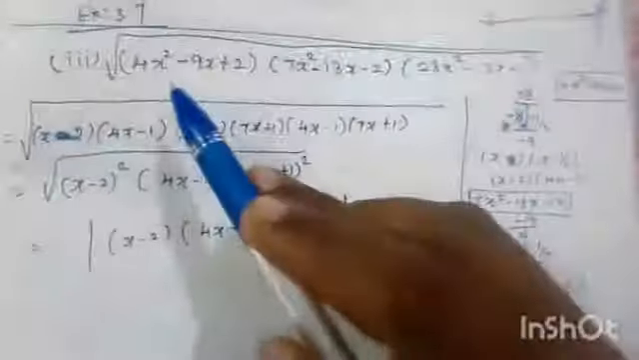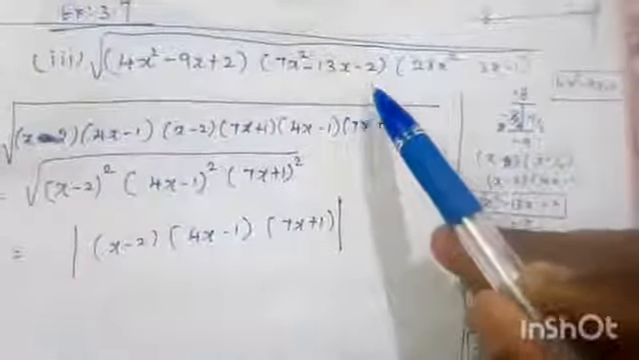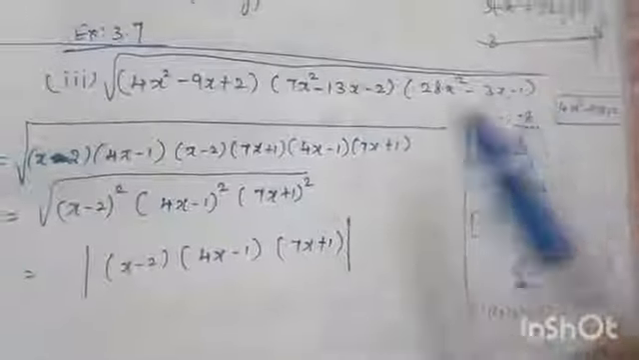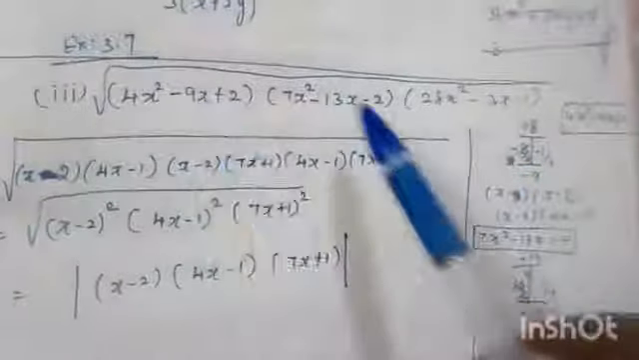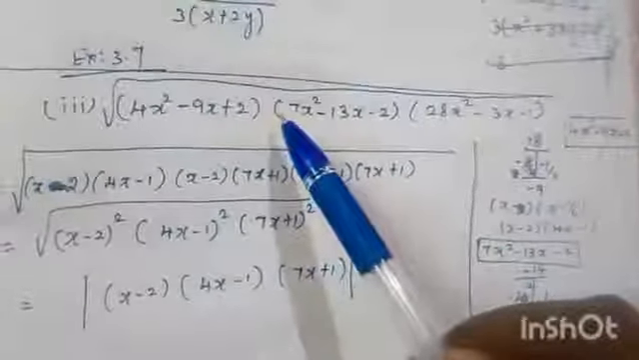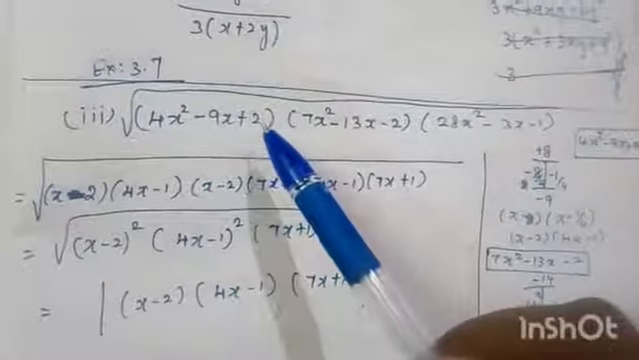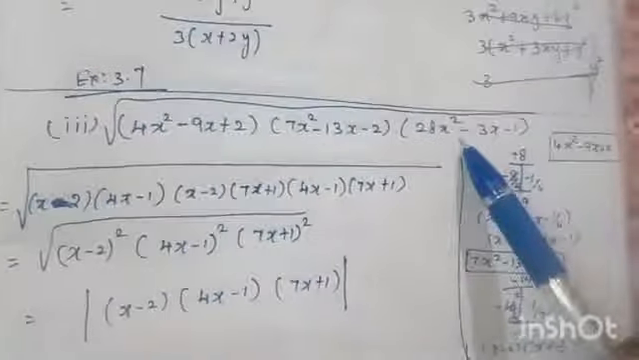Third question: square root of 4x² − 9x + 2, 7x² − 13x − 2, 28x² − 3x − 1. Each one is in quadratic form. When we find a quadratic form, you have to factorize it with the factorization method you learned from 8th standard. Thoroughly you know it. So at the side you have to find the factors for these three quadratic expressions.